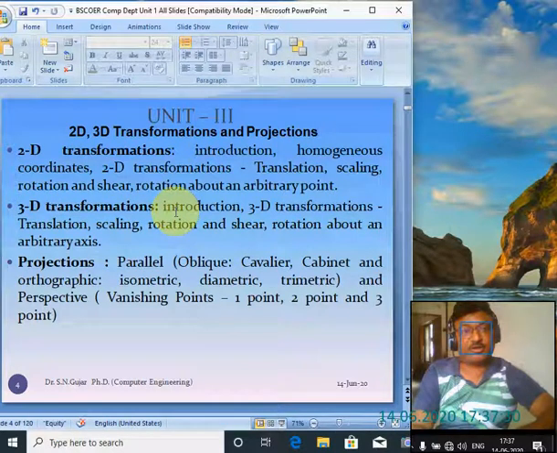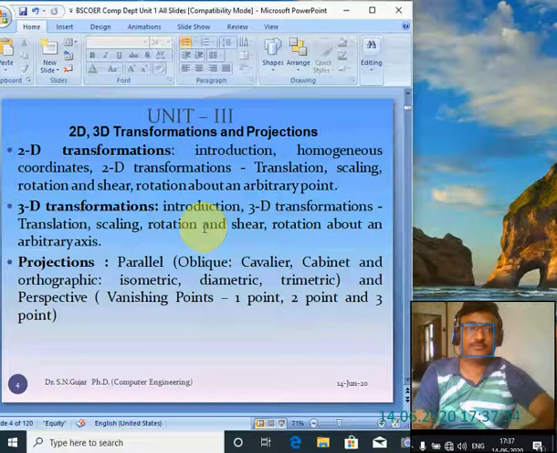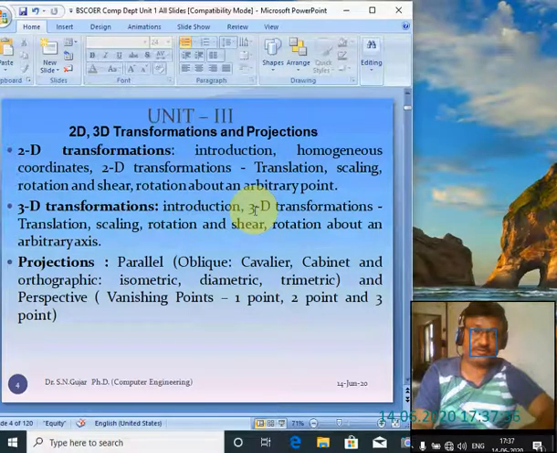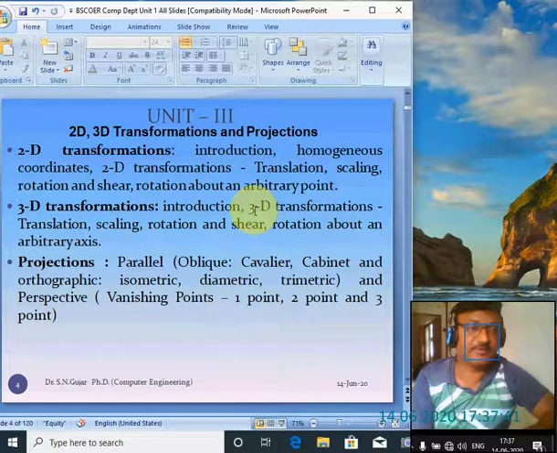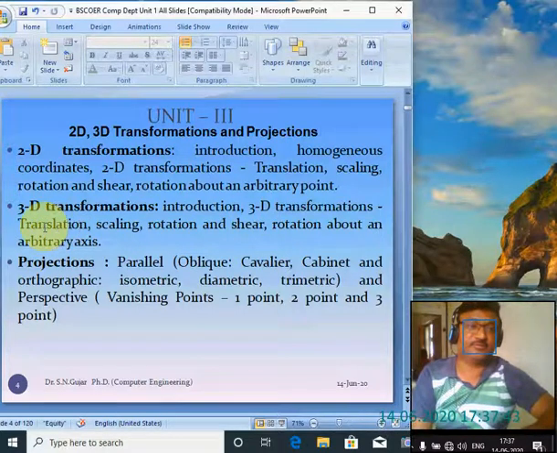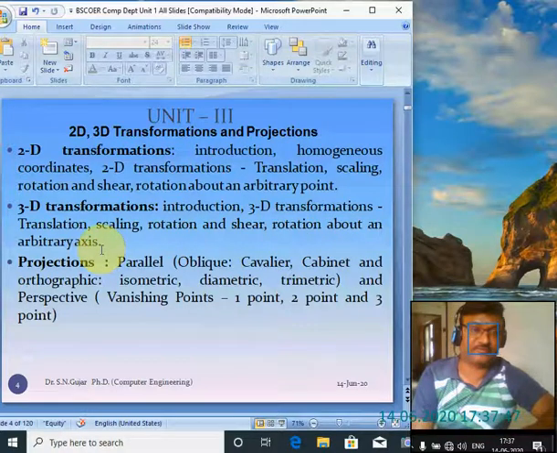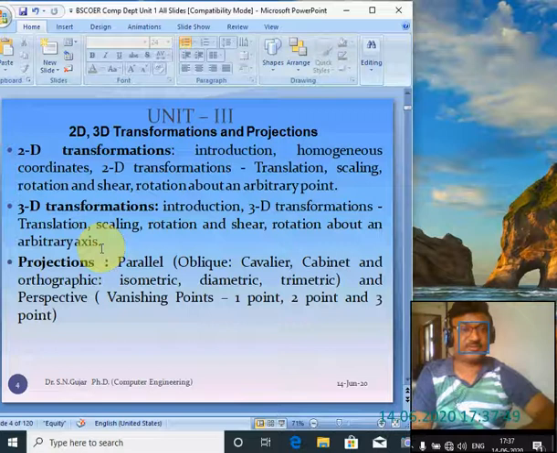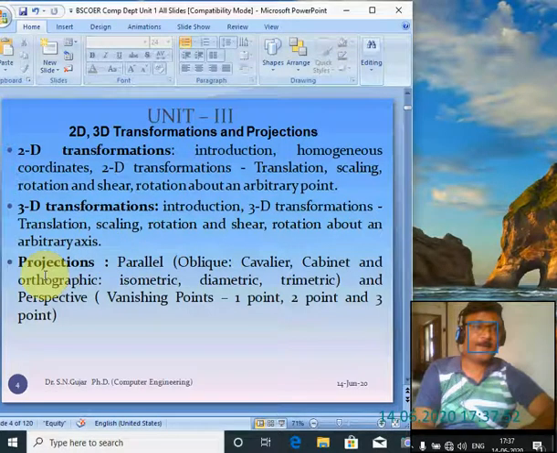Then come to the 3D transformation. In 3D transformation you are going to learn three-dimensional objects. So here you need x, y and z for any 3D object: the x-axis, y-axis and z-axis. Again the same things, you get translation, scaling, rotation, shearing. Rotation about an arbitrary axis means what? The x-axis, y-axis and z-axis. So that is called the arbitrary axis.